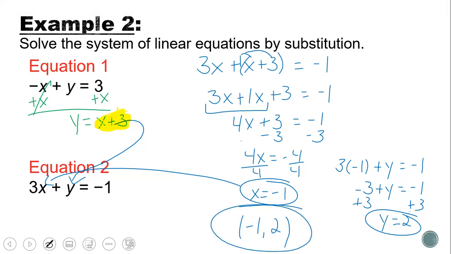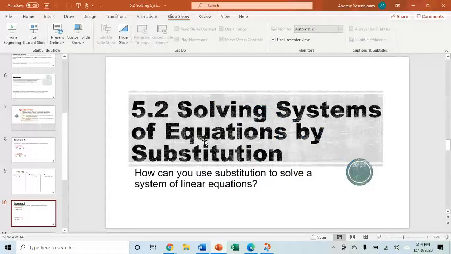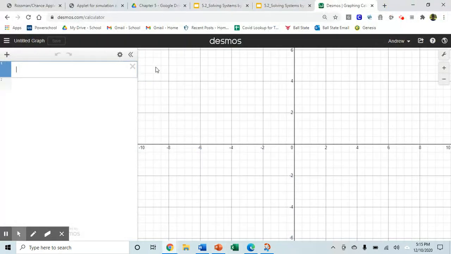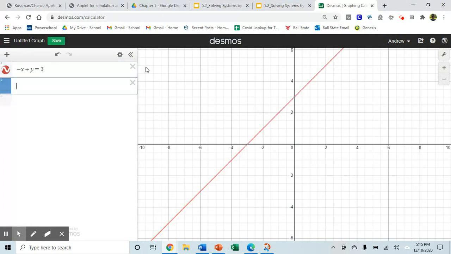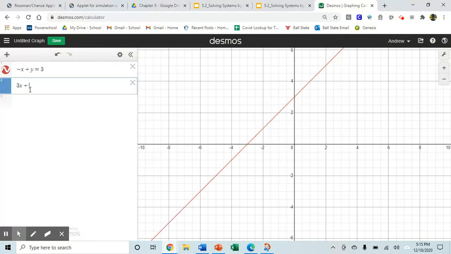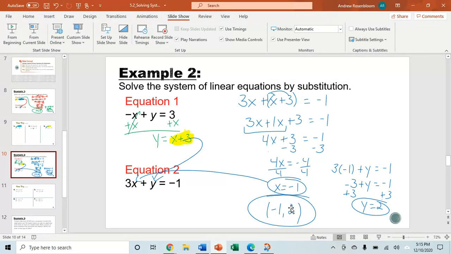If I wanted to graph it, I certainly could graph this. I could go to Desmos, check my answer by graphing. So let's take a look quickly how that would work. So if I go to Desmos and the graphing calculator, I can put these two equations in, negative x plus y equals 3, and 3x plus y equals negative 1. And if I take a look at that point of intersection, it's at the point negative 1, 2, which is what I got as my solution by using substitution.